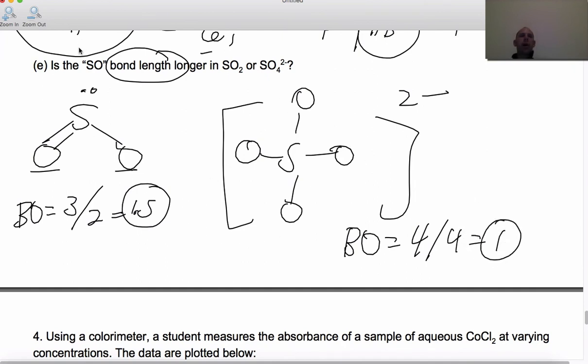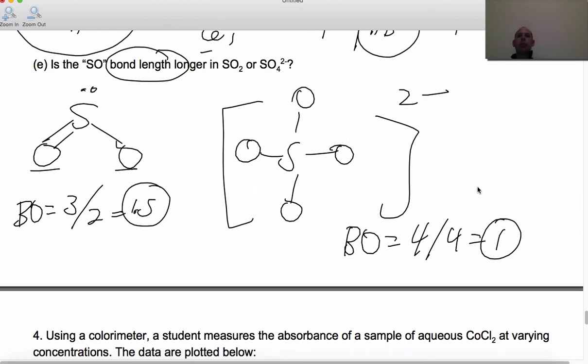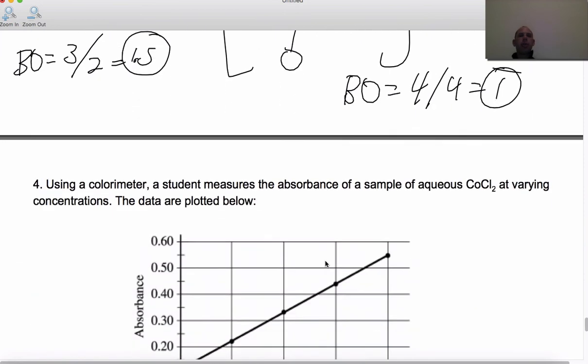So the S-O bond length is longer in SO4 2- because the bond order is smaller. It's also weaker. So if you look at strength of the bond and bond order, those are going to be directly related to each other. But if you look at length of the bond and bond order, those are going to be inversely related to one another.